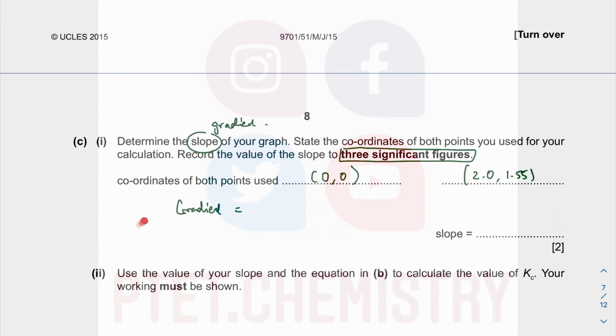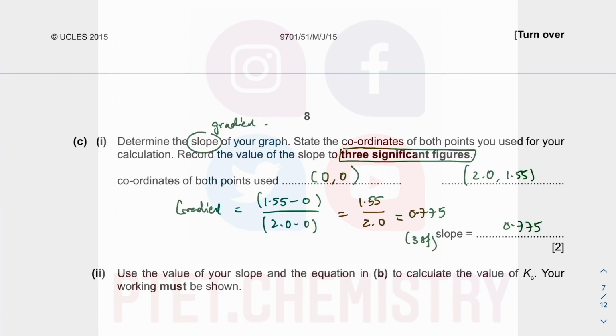Remember, it was an upward slope. Upward slope means it will be a positive gradient, which I'm sure you know from your gradient classes in lower secondary mathematics. Use brackets in your calculation, because brackets are very, very important. I get that exactly. That is 0.775, 3 significant figures. You might get more decimal places, but it's just down to what value you use. Calculate the gradient, make sure it's 3 significant figures, and that's it.